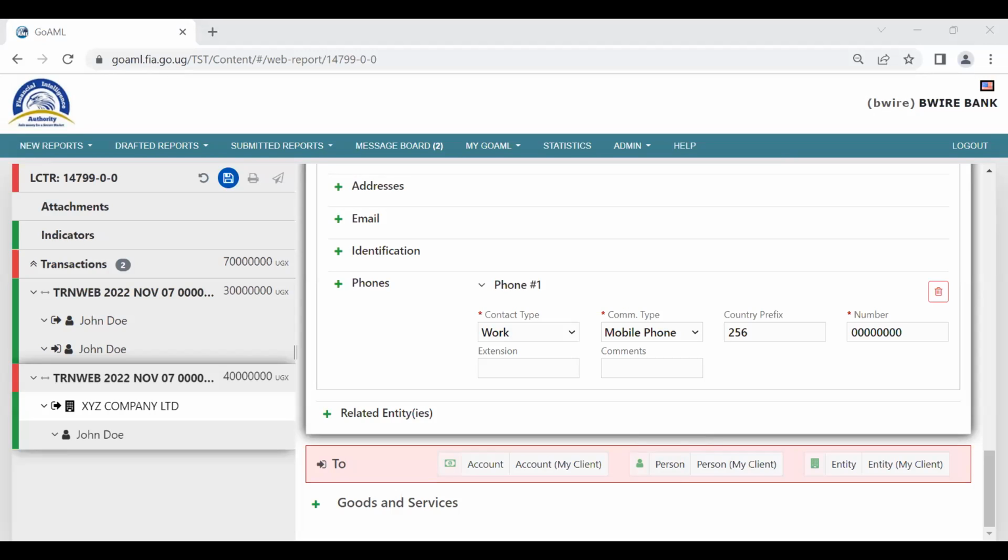I'm at description, purchase of building materials. Okay, then proceed to populate those details. Let me just go through them one more time. You have to populate them. All right. Just a minute.